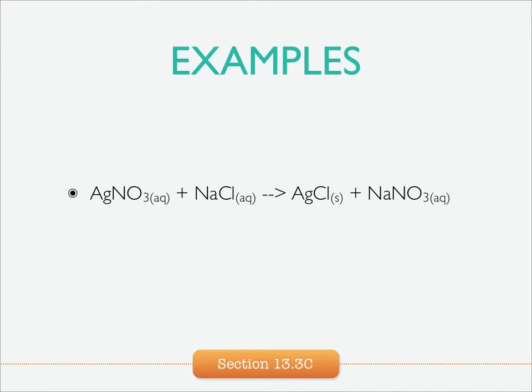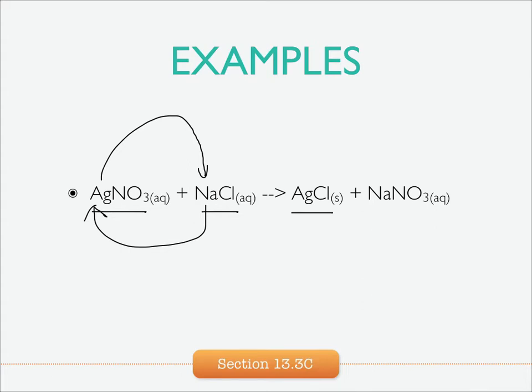Silver nitrate. So you've got some silver nitrate. This is a clear solution. You've got some sodium chloride. That would be a clear solution. And notice that when you put it together, the silver takes out the sodium. It kicks it out. These guys trade places. And we get silver chloride.